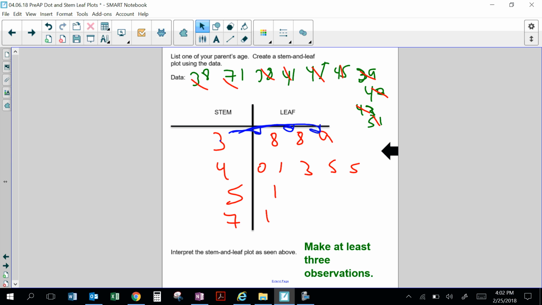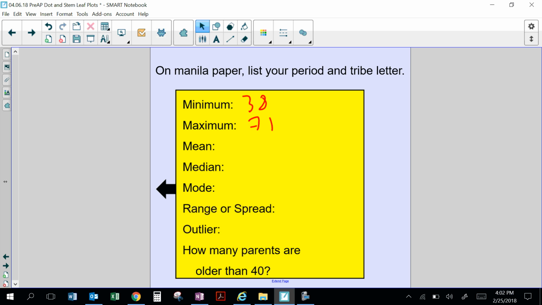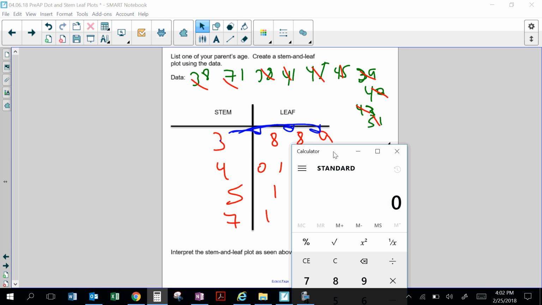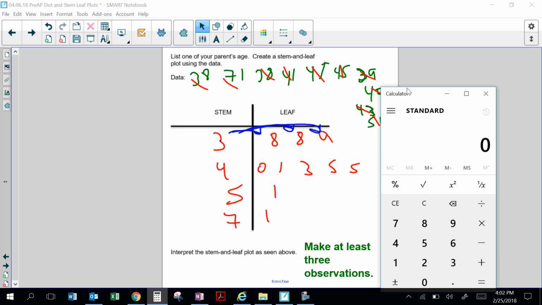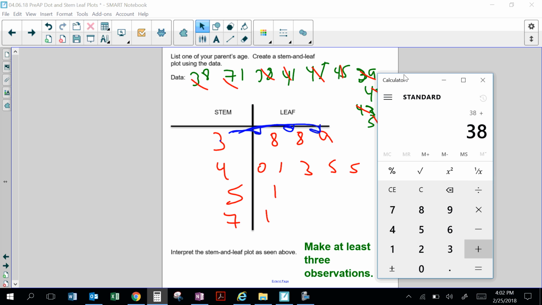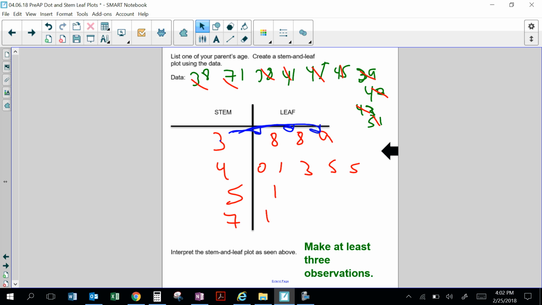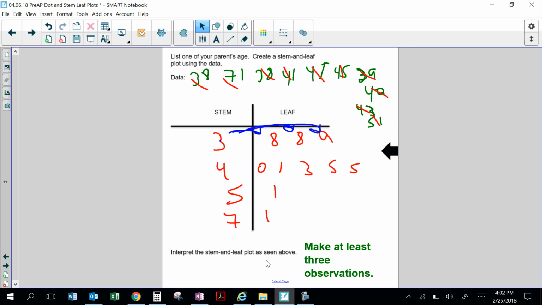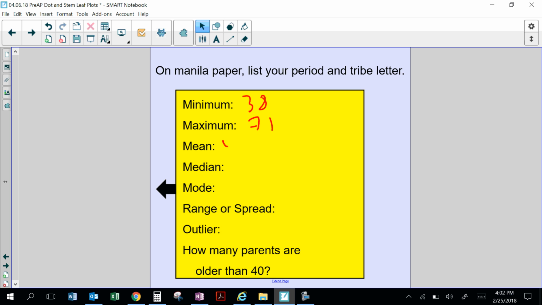What is the maximum age? 71. What is the mean? That means if I had to take all of these ages, and you know what, I'm going to cheat with a calculator right here. Not cheat, it's a useful tool. 38 plus 38 plus 39, 40, 41, 43, 45, 45, 51, 71. Divided by 10, is it 10? 1, 2, 3, 4, 5, 6, 7, 8, 9, 10. It equals 45.1. That is the mean.